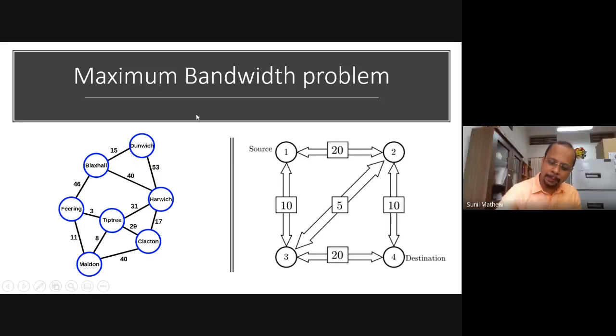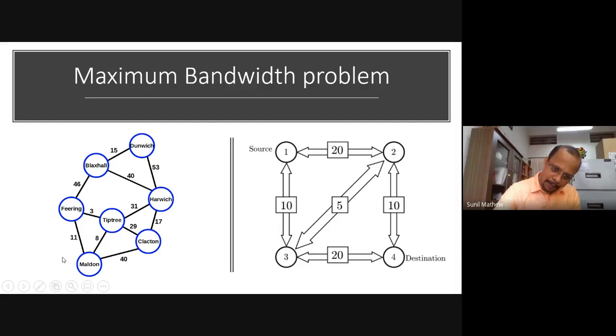We call it by a different name: the strength of the path. The Dunwich, Blackshall, Fearing, Malden path has a bandwidth, and that's the minimum, 11. And remember, there are several ways possible from Dunwich to Malden.